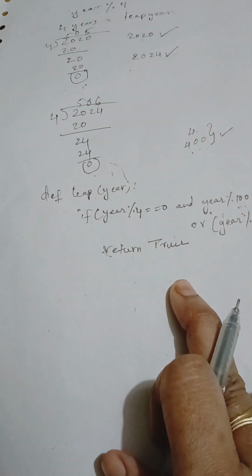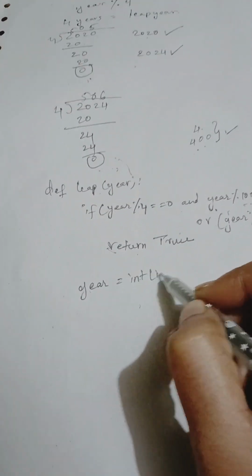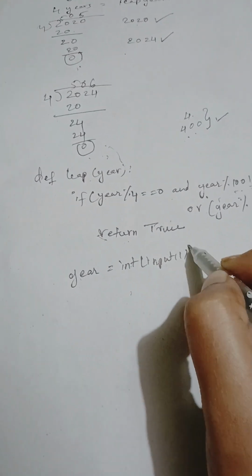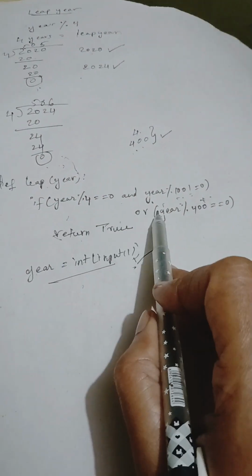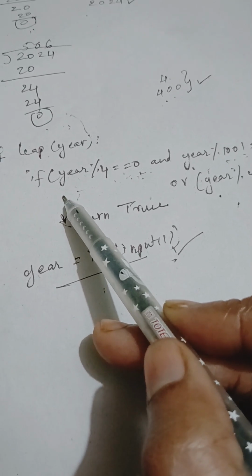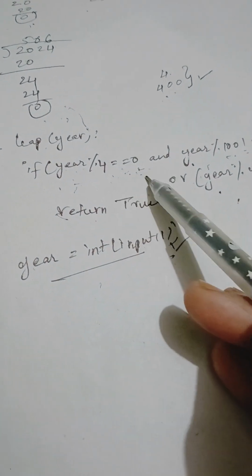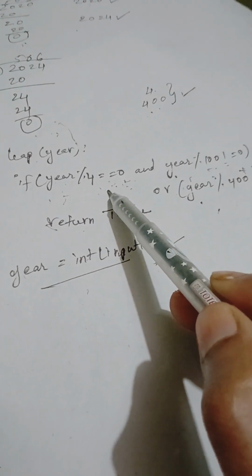And you will pass year as an input here, int of input. This is how you will give an input in Python and it will automatically pass for all the test cases. And this is the logic for leap year. A year is a leap year when it is divisible by 4 and the remainder is 0. This is the most basic condition for a leap year.